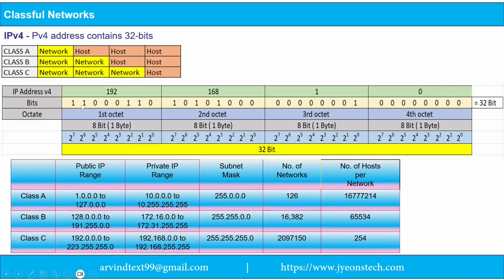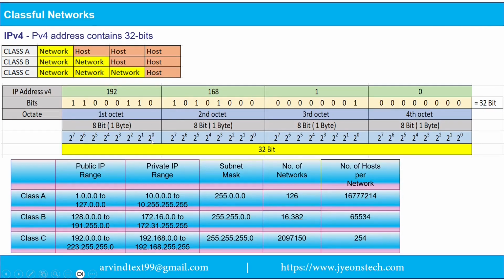Let's see what is inside the IP address. For example, the IP address is written as 192.168.1.1. These are 8 bits each. You can write 192 in bits: 1, 2, 3, 4, 5, 6, 7, 8, so a total of 8. You can write 168 in bits as well. If you sum all of this, it is 32 bits. This is called the first octet, this is the second octet, this is the third octet, and this is the fourth octet. All are 8 bits.